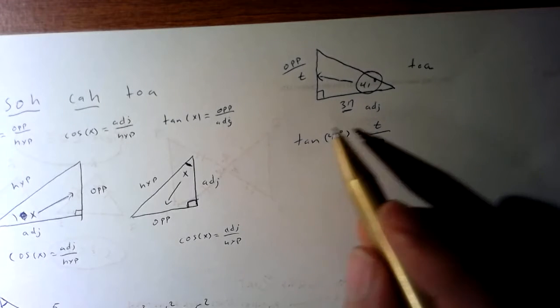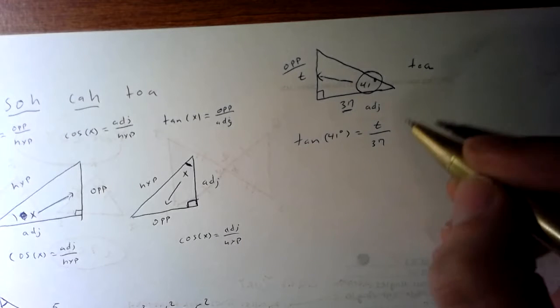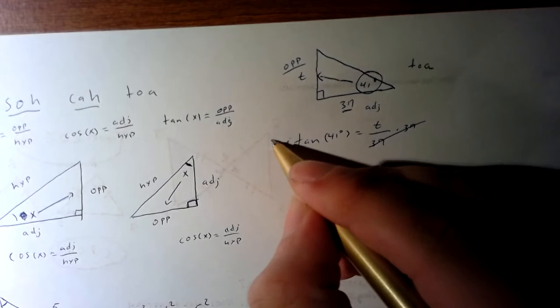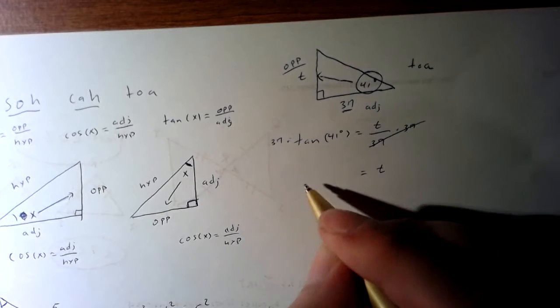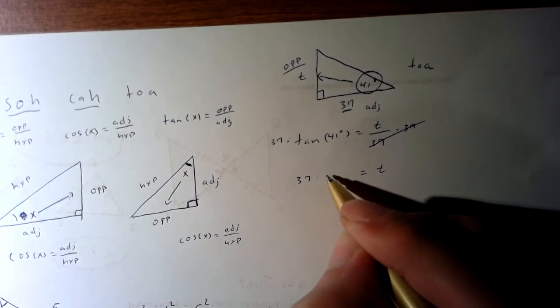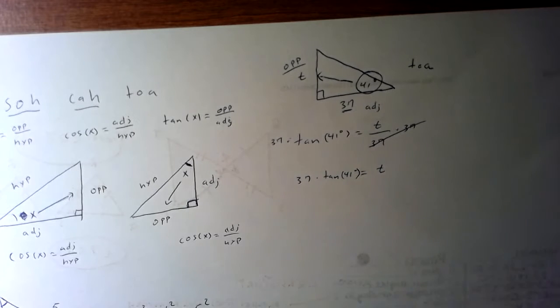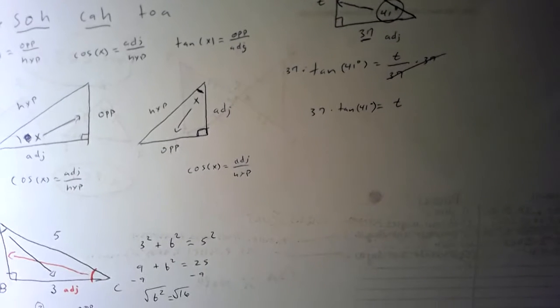Now we have to use some algebra to solve this. Since we're trying to solve for t, we need to multiply both sides by 37, and we're left with t equals 37 times tangent of 41 degrees. So now we're ready for the calculator, but we have to be very careful.